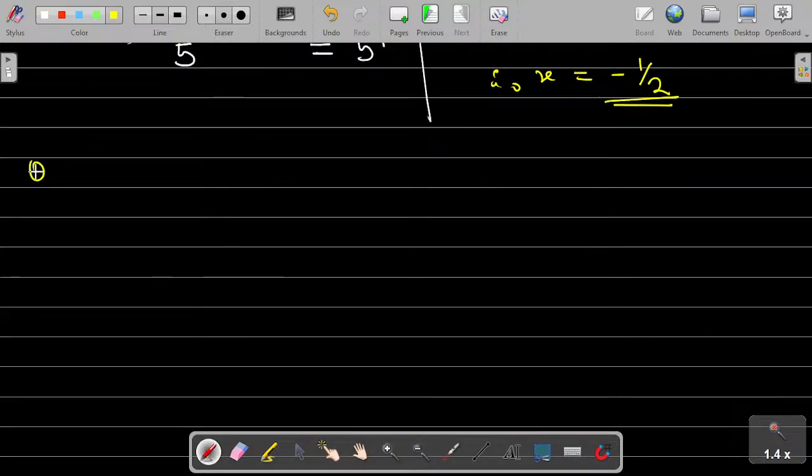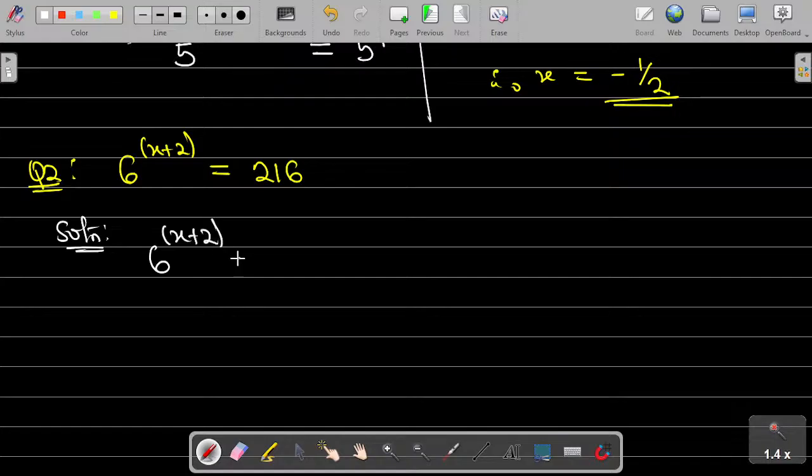Question 2. So let's write it out. Here we have 6 to the power of x plus 2 equal to 216. This one is very simple. So what do you do? The same process. Try to write your right hand side and left hand side to the same base.